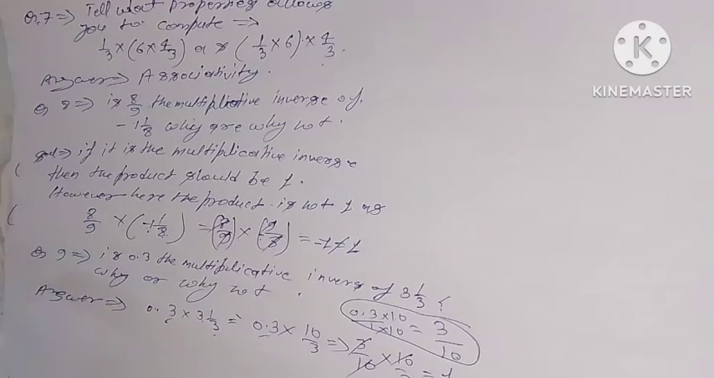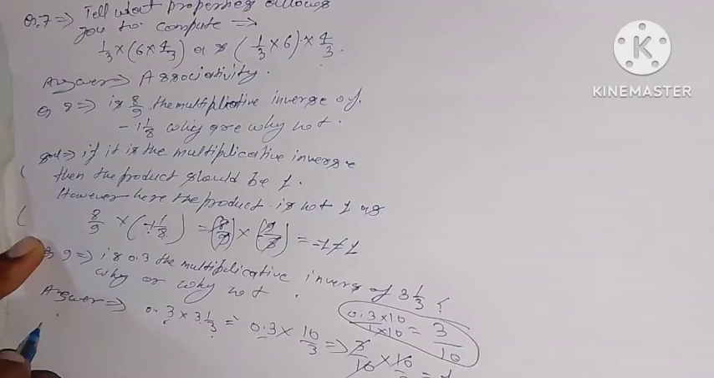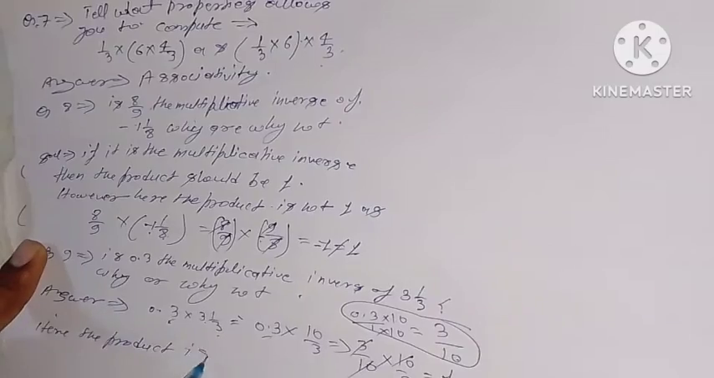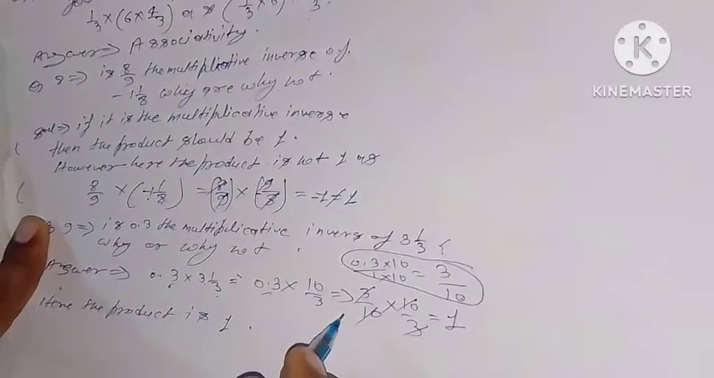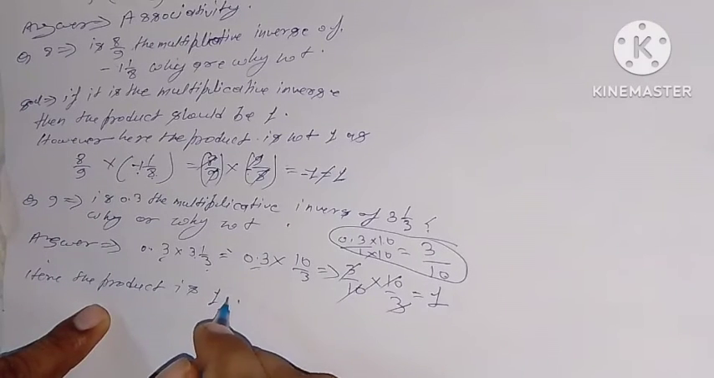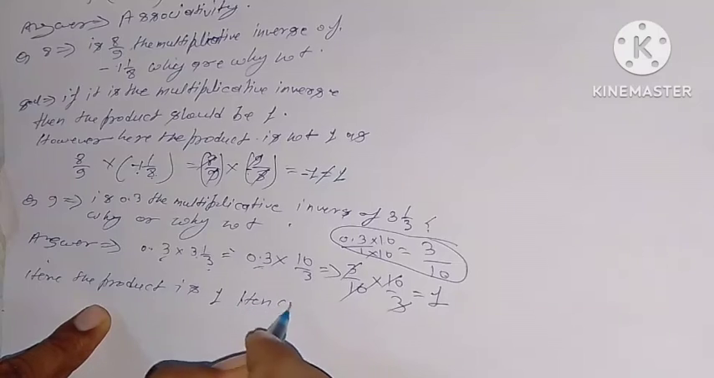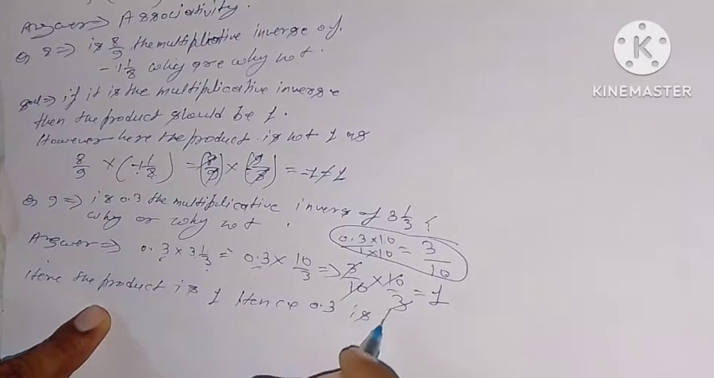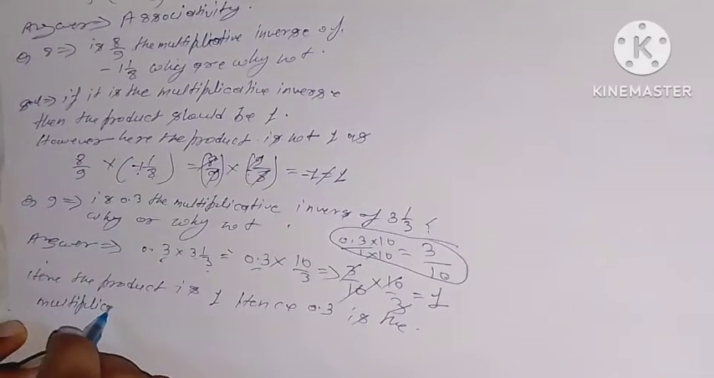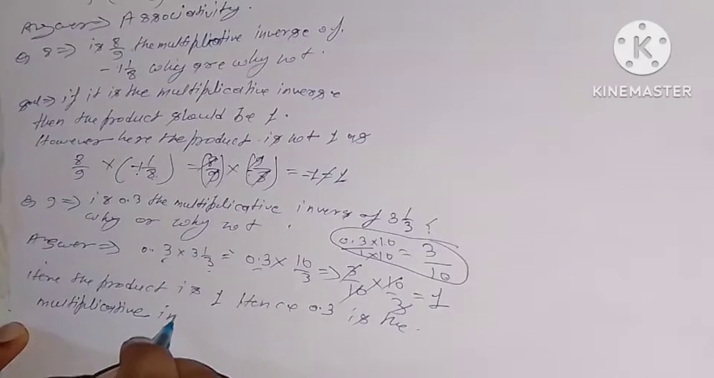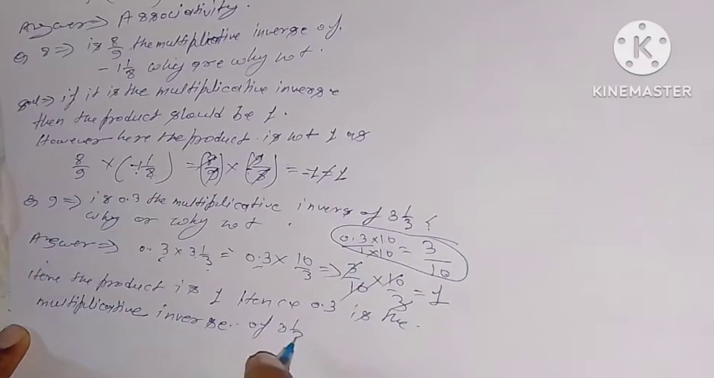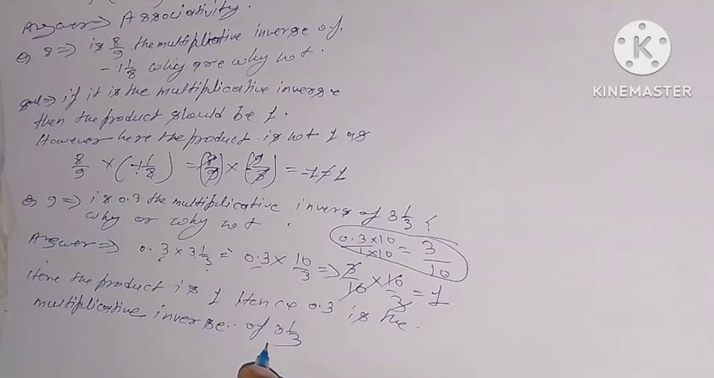Here the product is 1. Hence 0.3 is the multiplicative inverse of 1 upon 3. Okay.